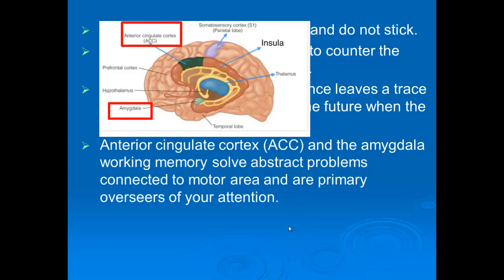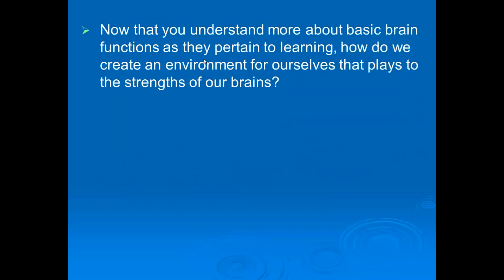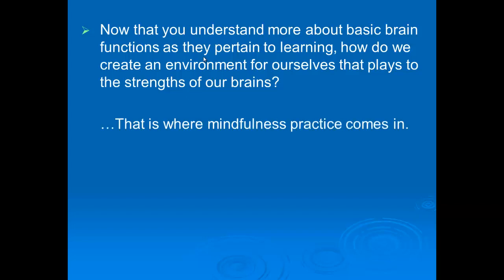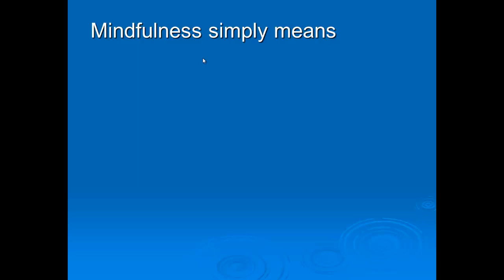In fact, the anterior cingulate cortex, that's right there, and the amygdala are responsible for being able to work abstract problems, and also they're primary overseers of our attention. Remember, amygdala is the part of the brain that fires anytime you're stressed out because you're ready to fight. So now that you understand a little bit about the basic functions of the brain, we need to see how we can strengthen that, and that's where mindfulness practice comes in.